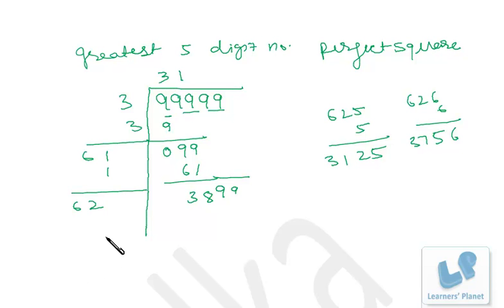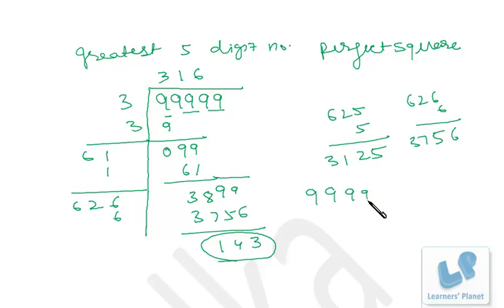So we can take 626 into 6. Okay, so it's 3756. Now we are left with 9 minus 6 3, 9 minus 5 4. We are left with 143. So 143 is the remainder. That means if we deduct 143 from 99999, then the remaining number will be perfect square, right? So 99999 minus 143, that is 9 minus 3 6, 9 minus 4 5, 8.